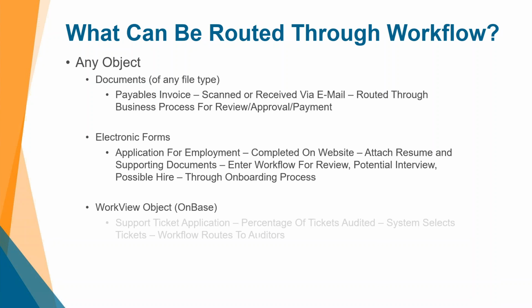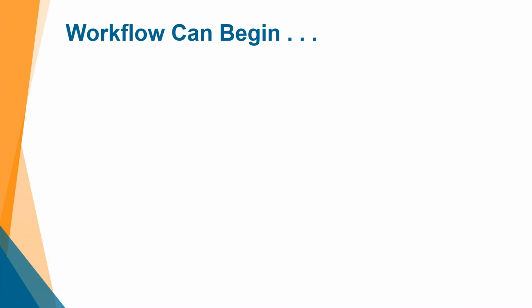Another object that could be routed in the OnBase world is a WorkView object. For those people that know WorkView, it's more data-centric modeling of information, very dynamic in nature, but a really good example of that, keeping it simple: maybe you have built a WorkView application that's being used by your IT help desk for support tickets. A percentage of those tickets need to be audited in some form or fashion. Let workflow automatically take the select number of tickets and route them to the auditors to make sure that the process is being followed appropriately for your ticketing application.